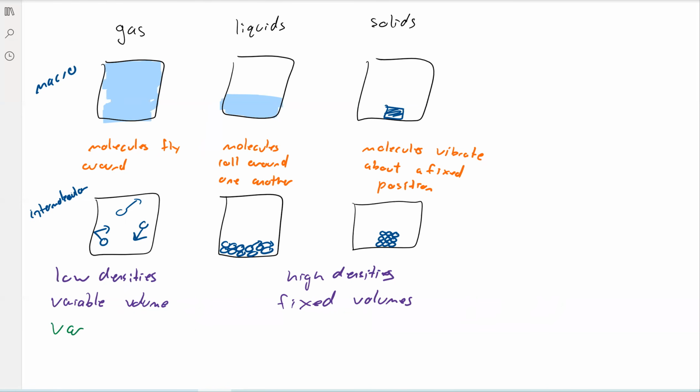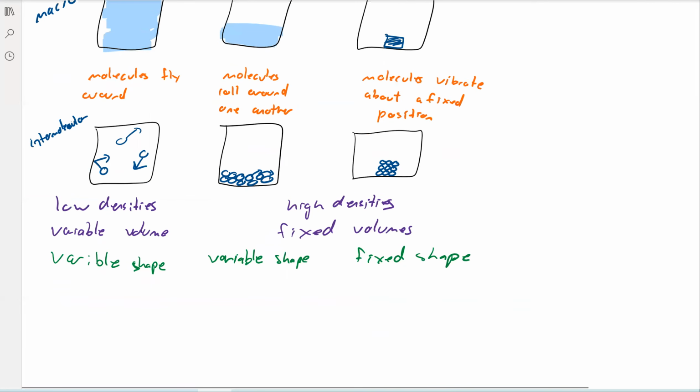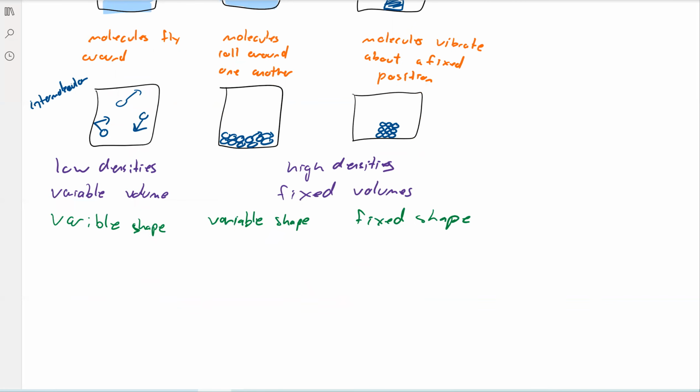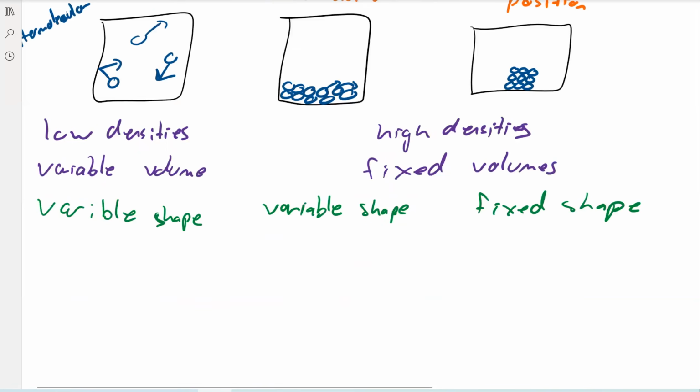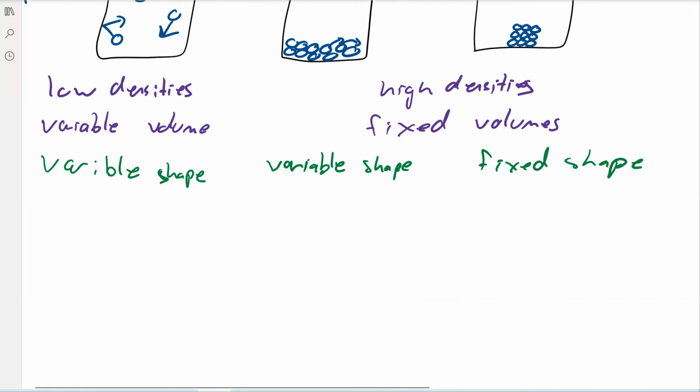And of course, the gas has a variable shape. It'll take the shape of the container, and so too does a liquid because it can roll around the place. So variable shape here as well. And then the solid will not, right? These molecules are locked into place and they cannot move from where they are. And so we can see that the major difference between a gas and then a solid and a liquid is the fact that in the gas, the molecules are far apart from one another, while in the solid and the liquid, they are touching one another, right?